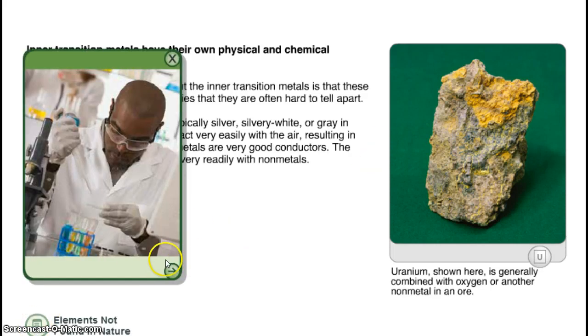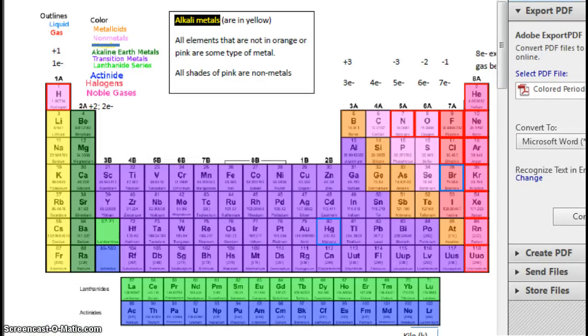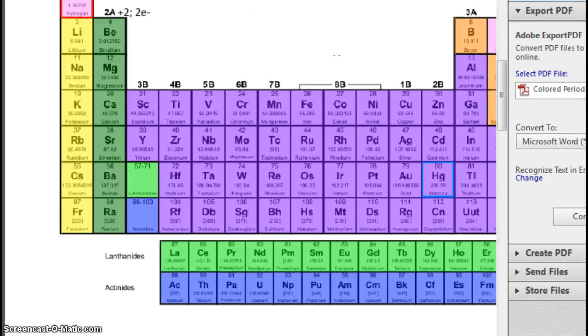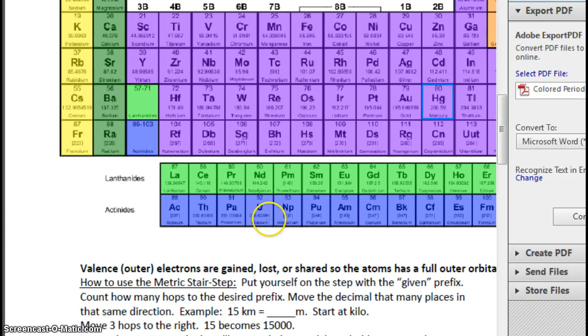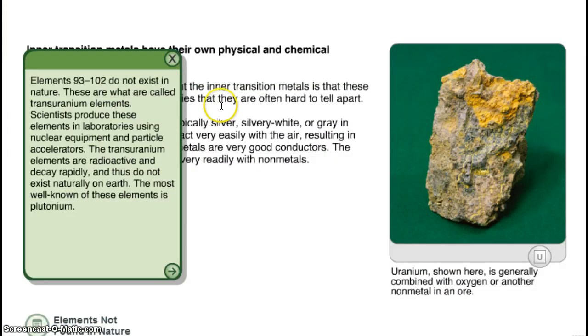Elements not found in nature. Elements 93 to 102 do not exist in nature. These are what are called trans-uranium elements. Trans as in beyond. So they're beyond uranium, which is number 92. So zoom in a little bit here. So we have uranium down here. So starting with neptunium and then going this way, these are man-made. They're beyond uranium, so they're called trans-uranium.